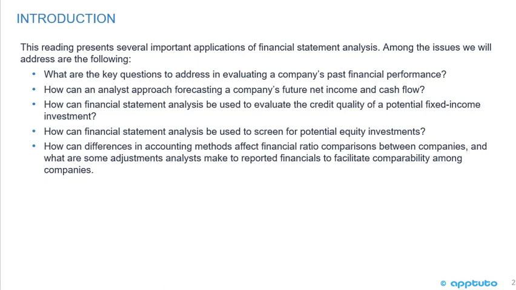What are the key questions to address in evaluating a company's past financial performance? How can an analyst approach forecasting using a company's future net income and cash flow? How can financial statement analysis be used to evaluate the credit quality of a potential fixed income investment? How can financial statement analysis be used to screen for potential equity investments? And how can differences in accounting methods affect financial ratio comparisons between companies? And what are some adjustments analysts make to reported financials to facilitate comparability among companies?